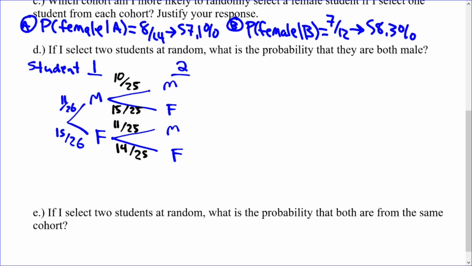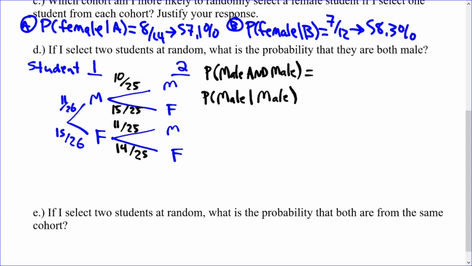Now let's take a look at actually doing our calculation. So this is an AND calculation, so the probability of the first student being male and the second student being male. Remember, when we see AND, that's an indication that we're going to need to use the product rule, and these are dependent events. They're not mutually exclusive. Both students can be male, but the probability of the second student being male or female depends on what happened during the first event.